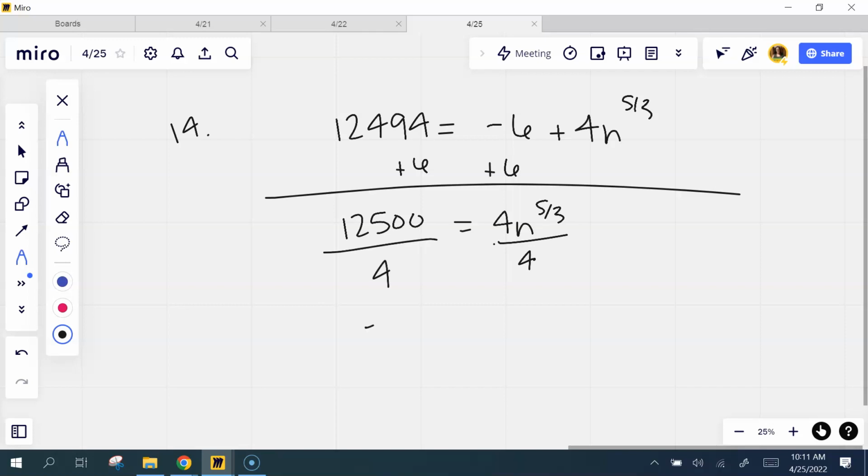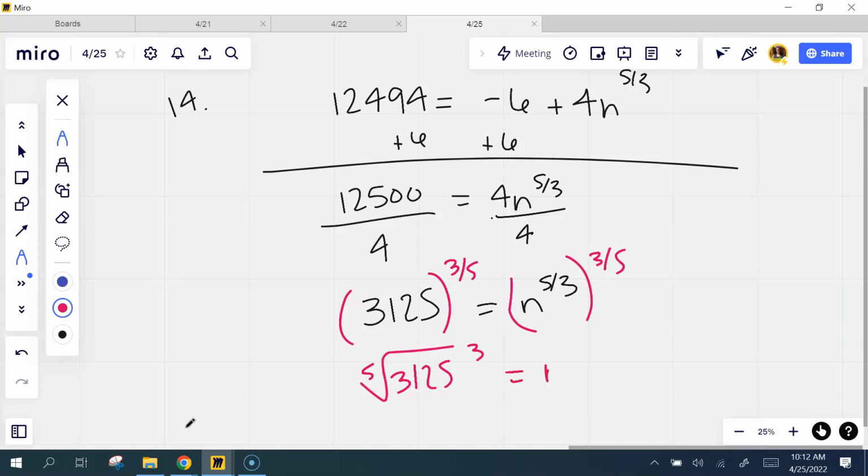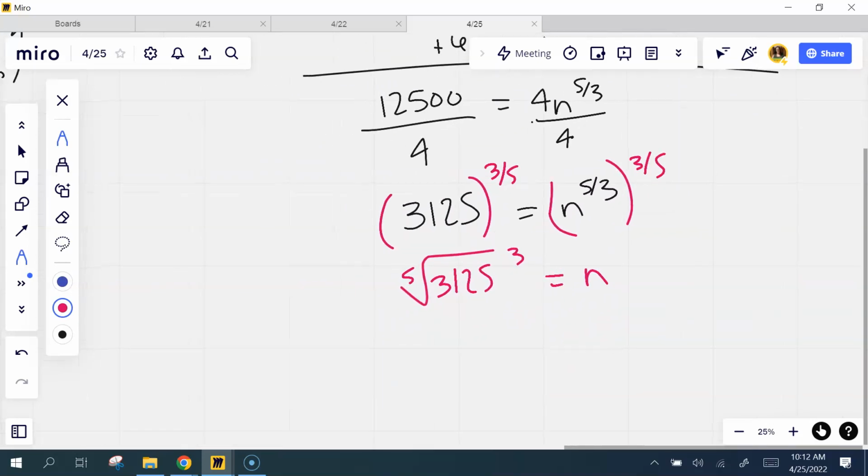And I get 3, 1, what? 25? What now? Reciprocal, that's exactly right. That's really the only new part. We talked about it briefly, but we didn't really do it. But we're just getting rid of those fractional exponents. Fifth root of 3125 to the third power, which gives me what?